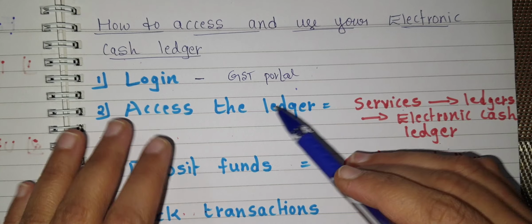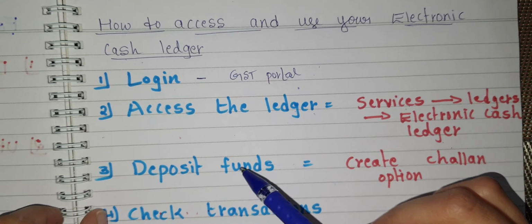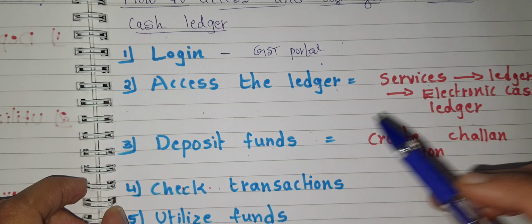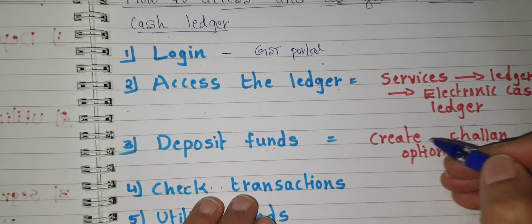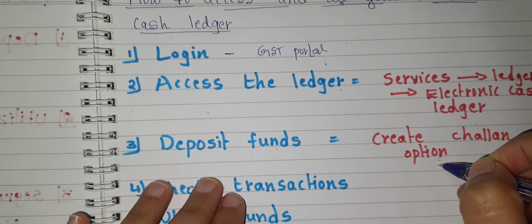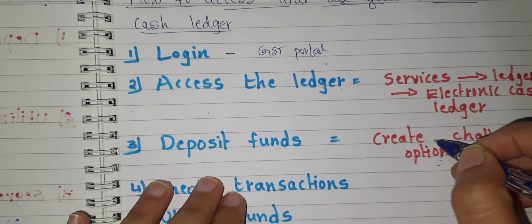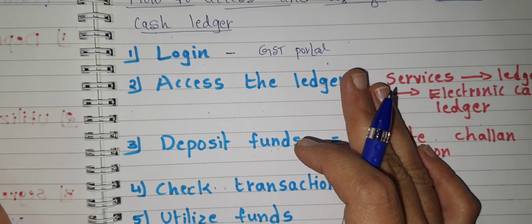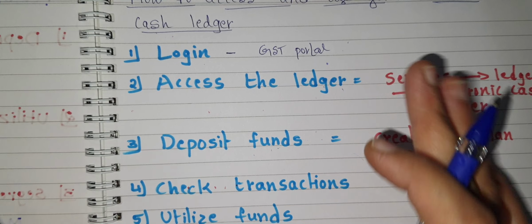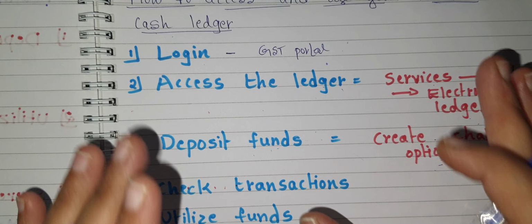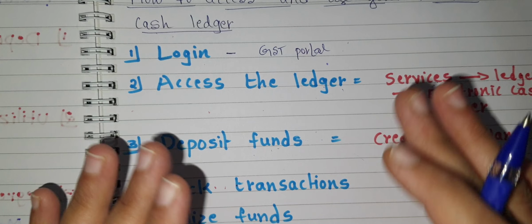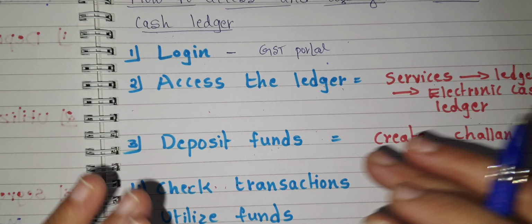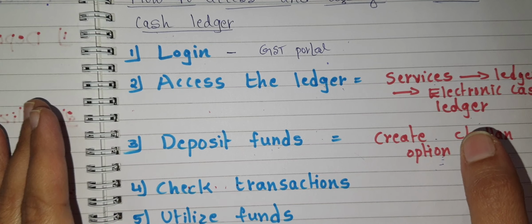After login and accessing the ledger, what is the third step? That is depositing of funds. For this, we have to use the create challan option to add the required amount, and select the payment mode that works best for you. In this way, we need to deposit the funds in the electronic cash ledger.